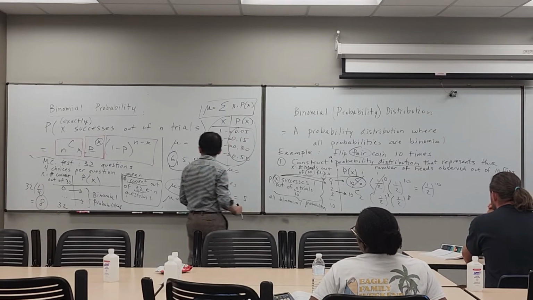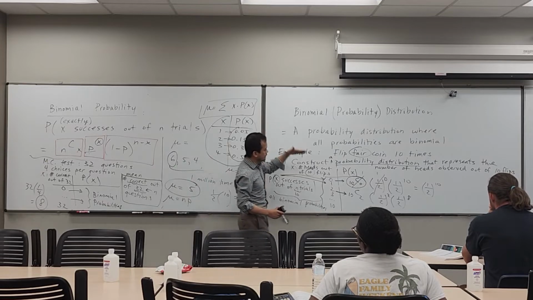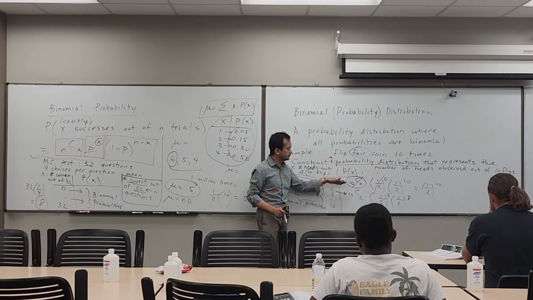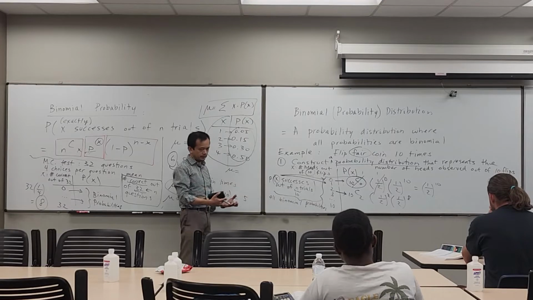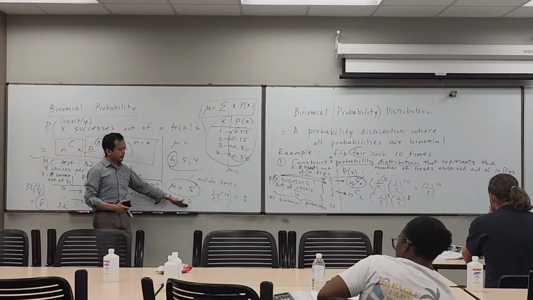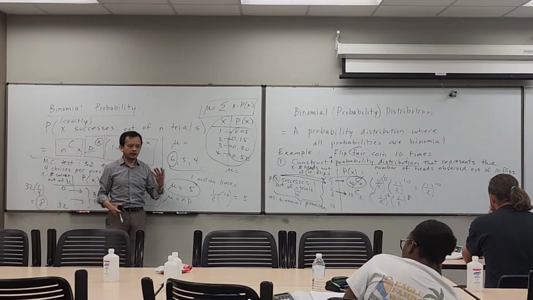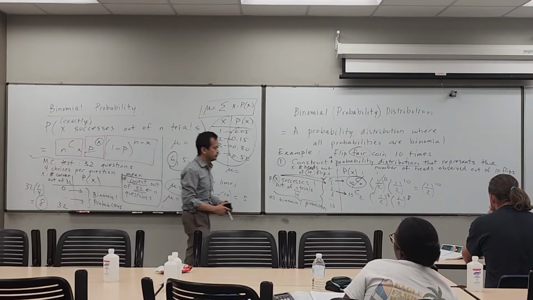All right, so now that we talked about what a binomial probability distribution is, where all the probabilities are binomial, we talked about, in that special case, the mean has a special formula, and it turns out that the standard deviation also has a special formula.